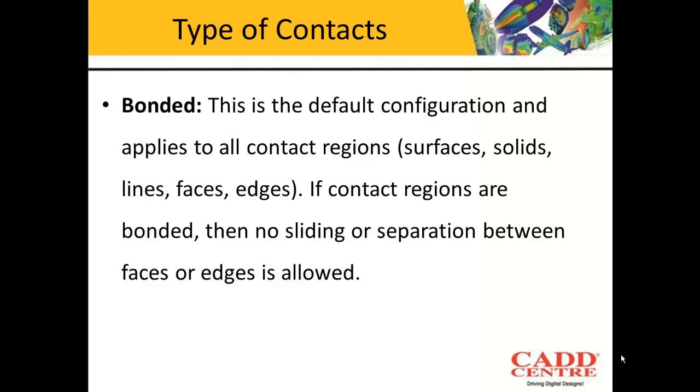Similarly, if there are two plates which are intersecting or penetrating with each other, but still I want to say that there is no sliding, no separation, I can directly say that it is a bonded contact. Okay, so that is nothing but a bonded contact.